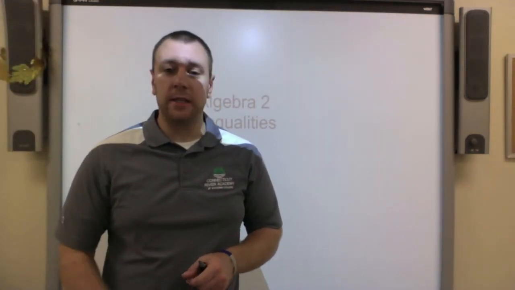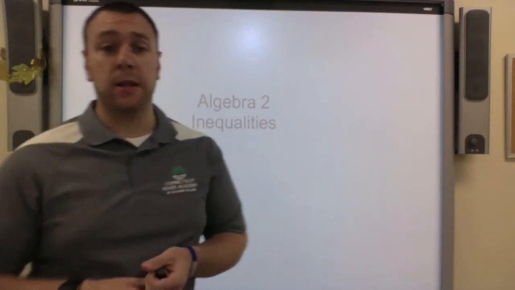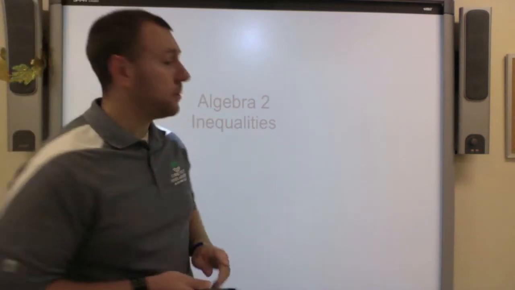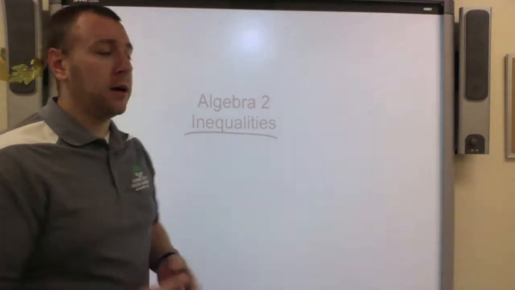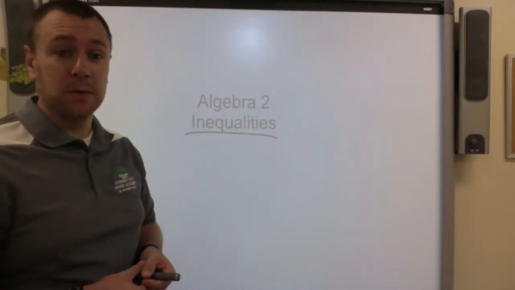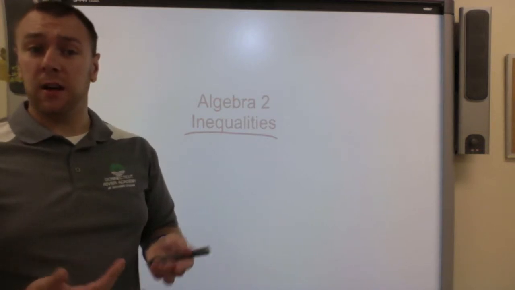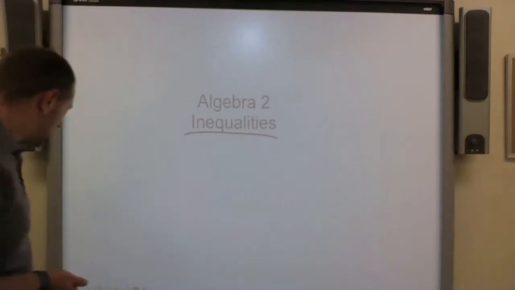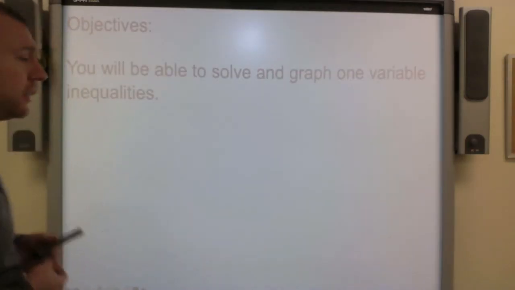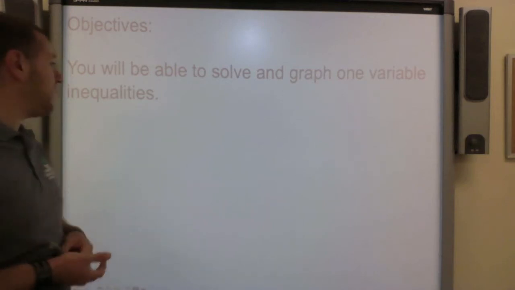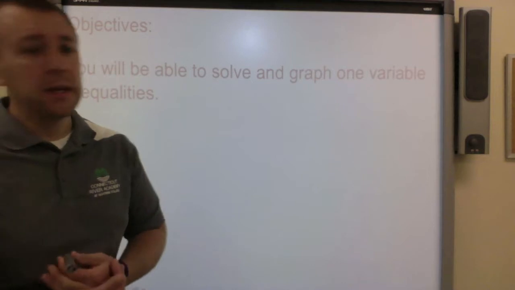So this is the third step in the four-step process of reviewing Algebra 1 skills, and it's inequalities. Now, we're going to run into these a little bit, especially when doing systems. So we have to review how to solve those equations and what each symbol means. The ultimate goal of this video is for you to be able to solve and graph one variable inequalities. One variable meaning just x.